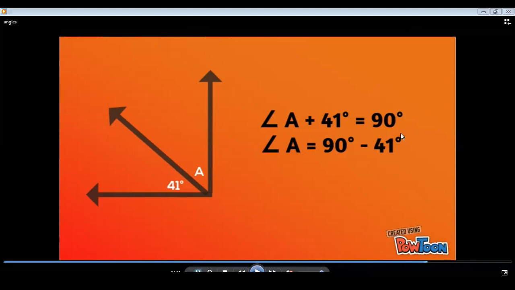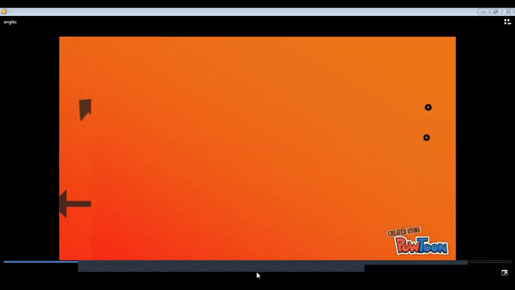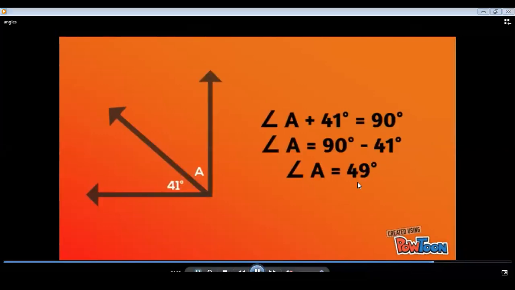So when we subtract 41 from 90, that is equal to 49. So angle A is equal to 49 degrees. That's because when we add 49 plus 41, it gives the sum of 90 degrees. So the value of the other angle is 49 degrees.